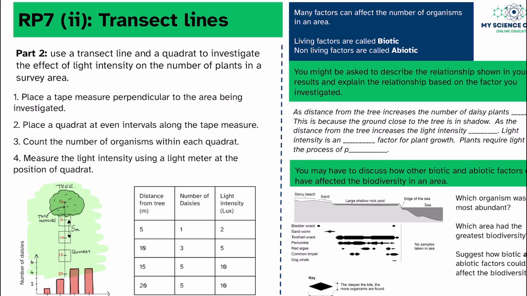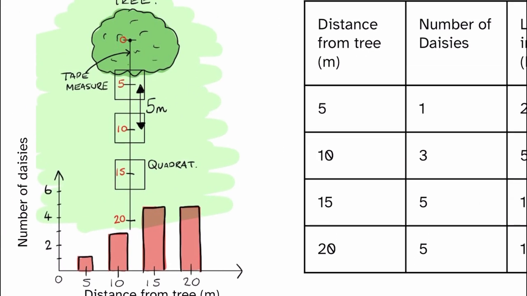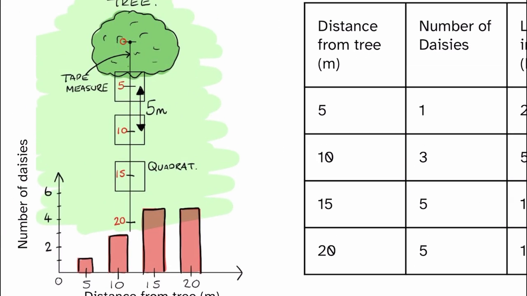All right, so the common example is this one right here, okay? So there is an area of a field and there's a tree. So obviously this tree is going to be providing shade. So the light intensity is going to be different because the plants close to it aren't going to get as much light as the ones further away. So what you would do is you find an area that you want to investigate, you place a tape measure at 90 degrees to it.